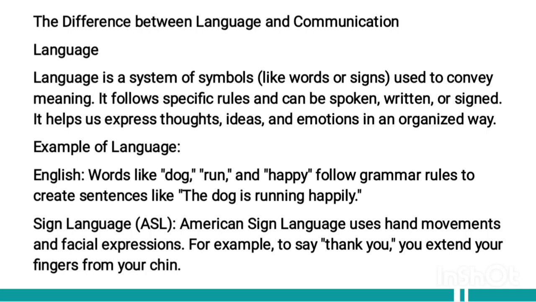Types of language. First one, spoken language. English, Spanish, Chinese, etc. are all examples of spoken language. For instance, in English, the sentence "the dog is running happily" follows grammar rules to communicate a clear message. Each word has a meaning and when put together, they create a meaningful idea. Next one, written language uses symbols to represent sounds or concepts. For example, when we write "I am going to the store," we are using written words to communicate a message.